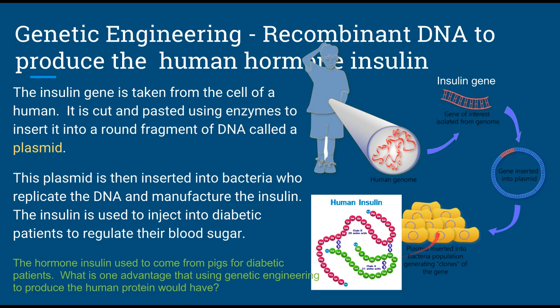Anyway, so you've tricked the bacteria into making human insulin, and then you can extract it and inject it into a person who has problems with blood sugar. So that's a great story. And this used to come from pigs for diabetic patients. Why wouldn't you want to necessarily use a pig protein in a human? Think about that for a little bit.